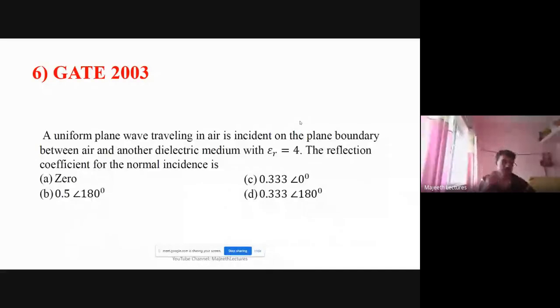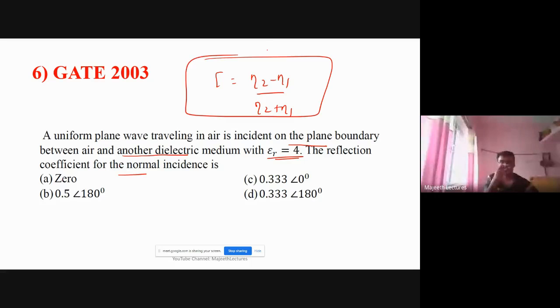Next, a uniform plane wave traveling in air is incident on the plane boundary between air and another dielectric medium. So free space and a dielectric with epsilon r equal to 4. What is the reflection coefficient? The reflection coefficient formula I told is eta 2 minus eta 1 divided by eta 2 plus eta 1. Right? So find the values. I told how to find epsilon r and all. Substitute, and the answer you will get is 0.33180. Right? So try this problem. If you have any doubt, please ask me in the comment section.